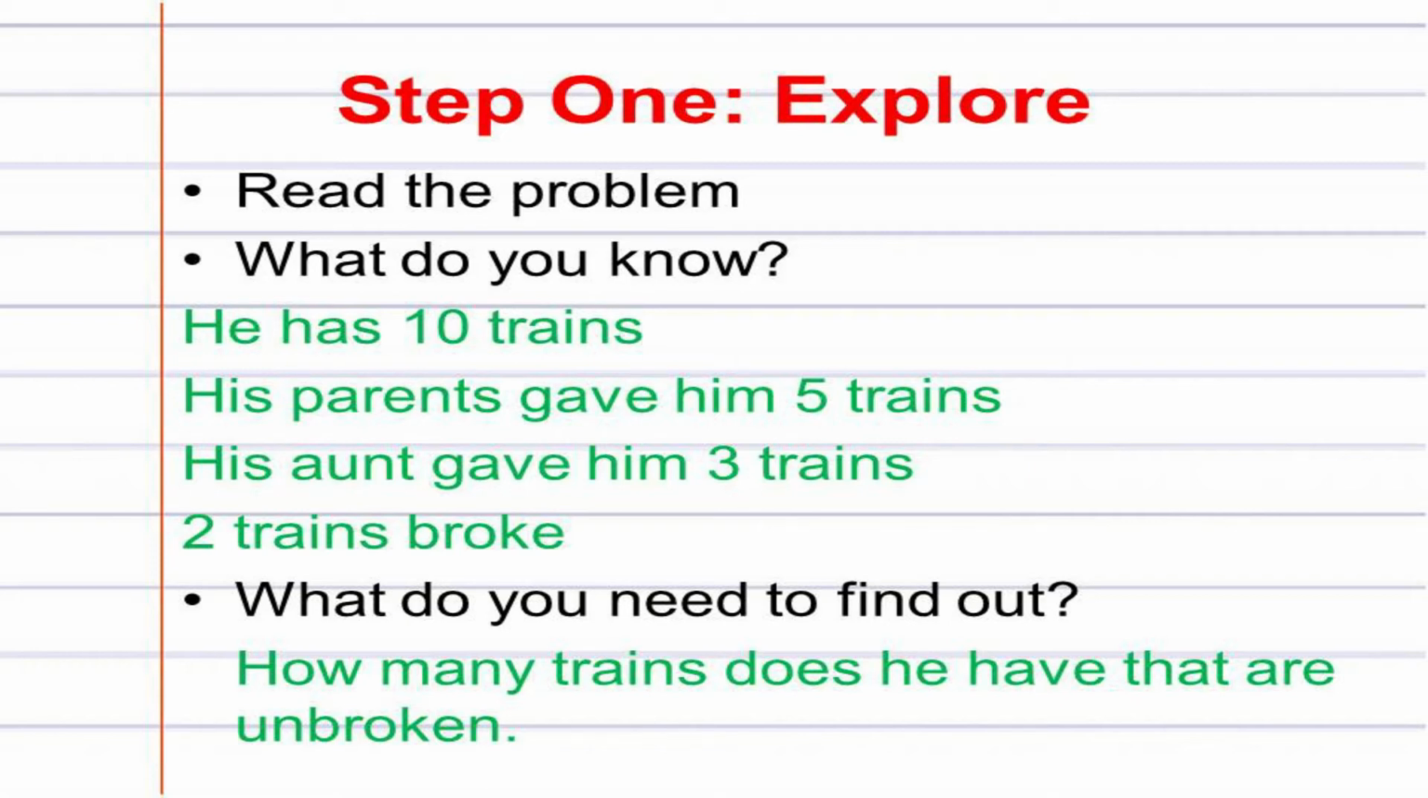The next question is, what do you need to find out? So that is now your problem. What's now your problem? How many trains does he have that are unbroken?